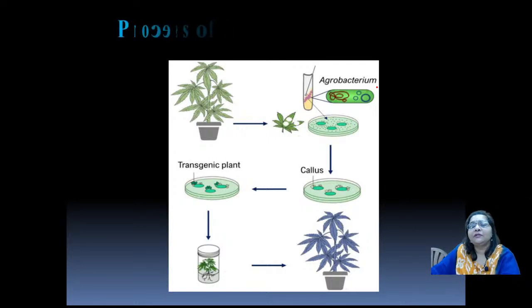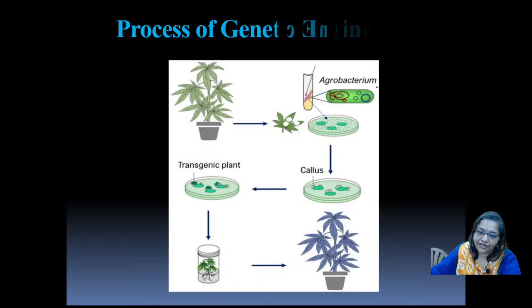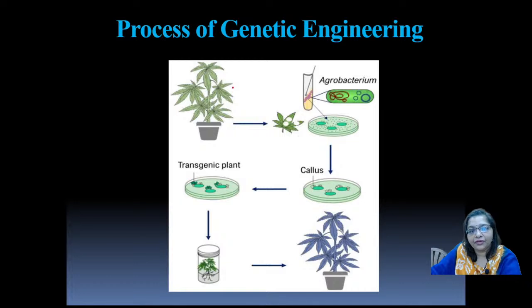Let us see the basic process of genetic engineering. The plant part, which will be the source plant, is used for this process. The plant part is taken up, and the explants are prepared and inoculated in the nutrient agar medium, along with the desired gene, which is incorporated in the bacterium. These bacteria are actually the vectors for the transfer of the desired gene into the explant cells.